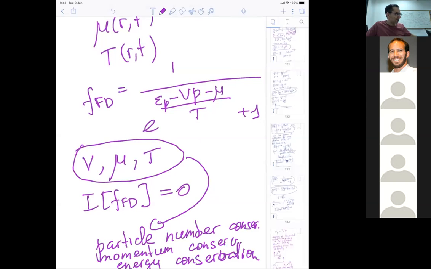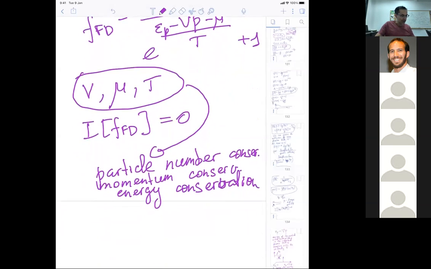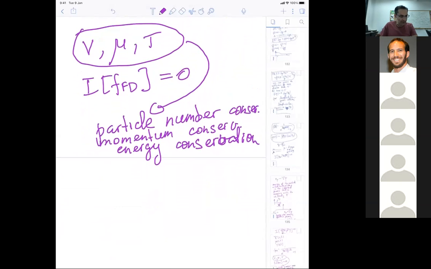Okay, so we now see where 3 degrees of freedom are coming from. We now understand why these are 3 degrees of freedom and not 4 or 5. And now we know how to get them. So let us start now deriving the kinetic equation.